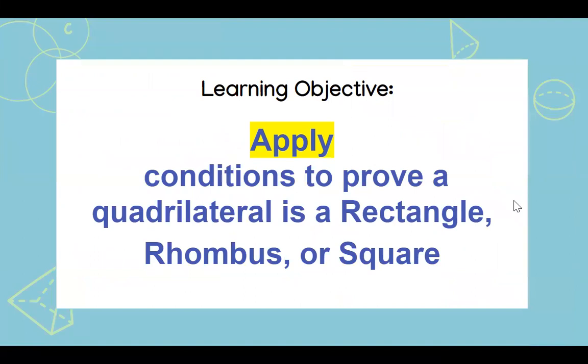So today what we're going to do is apply conditions. Again, they're statements that have to be true in order for us to automatically have the figure that we are given, okay? Now, our beautiful quadrilaterals are either going to be a rectangle, rhombus, or a square, but we're going to be very specific as to what we need in order to prove that we do have the figures that we need, okay?